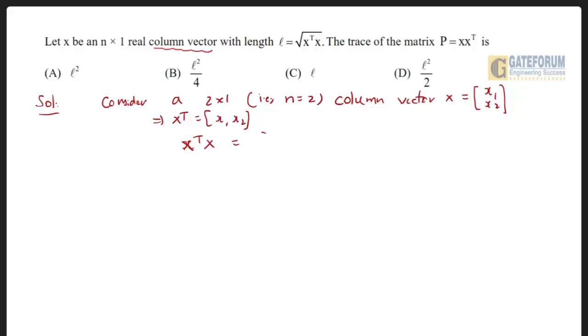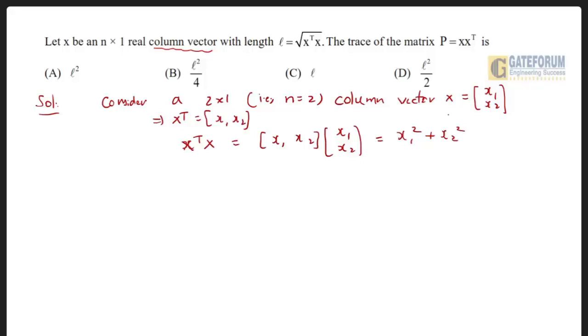That is row matrix x1, x2 multiplied with column matrix x1, x2. So finally this gives a single element. This is also called the length of a vector: the square of the length of the vector is x transpose into x. So the length of a vector x is denoted by norm x and is defined as square root of x transpose into x. So this is first row into this column, x1 into x1, x1 square, plus x2 into x2, x2 square.